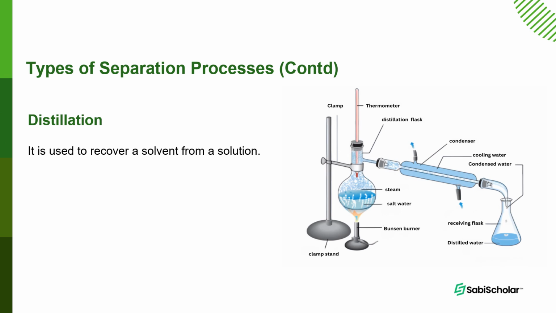All right. Number 2, distillation. It is used to recover a solvent from a solution. Okay, this method actually uses the principle of boiling point. All right. So if it gets to its boiling point, the solvent will be separated. So we don't sacrifice solvent in this method. Rather, we recover solvents. All right. So look at this diagram.